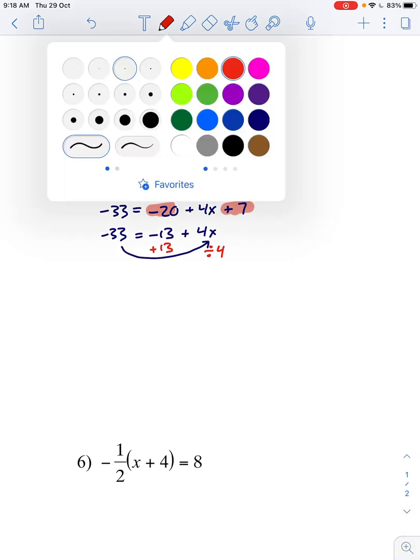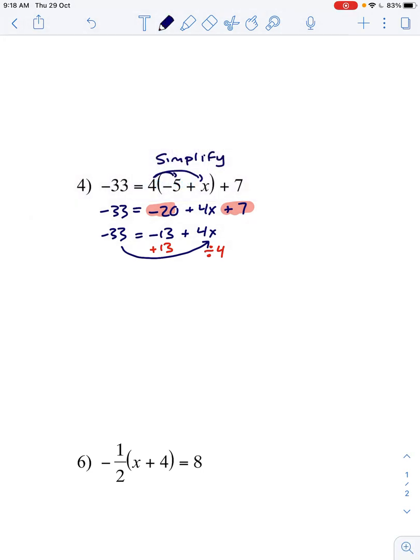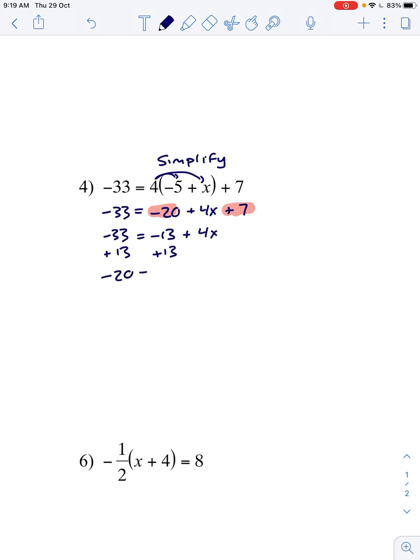All right, so let's go through and just do that, showing all these inverse operations. In fact, let's erase those steps right there and organize it. So the first thing I'm going to do is add 13 to both sides. Negative 33 plus 13 is negative 20. The 13s on the right side cancel out, so you're just left with 4 times x. And to get rid of 4 times x, or to undo it, I have to divide by 4. So I'm going to divide this side by 4, and that leaves me with x equals negative 5.